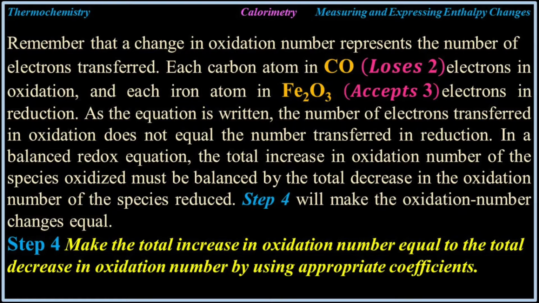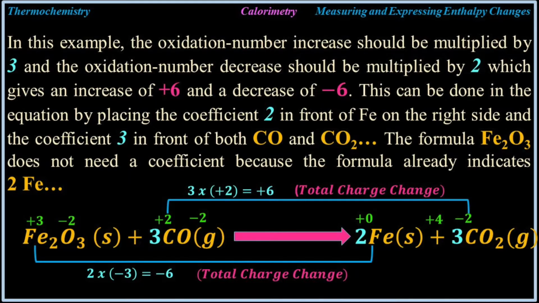Step 4. Make the total increase in oxidation number equal to the total decrease in oxidation number by using appropriate coefficients. Read that again. That's really not as complicated as it sounds. In this example, the oxidation number increase should be multiplied by 3, and the oxidation number decrease should be multiplied by 2, which gives an increase of +6 and a decrease of -6.